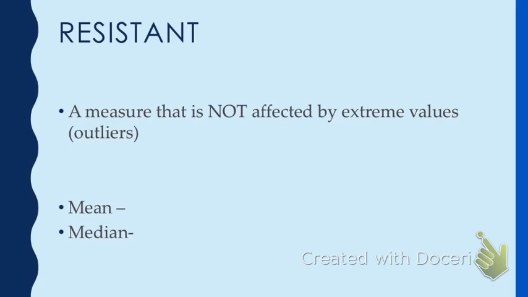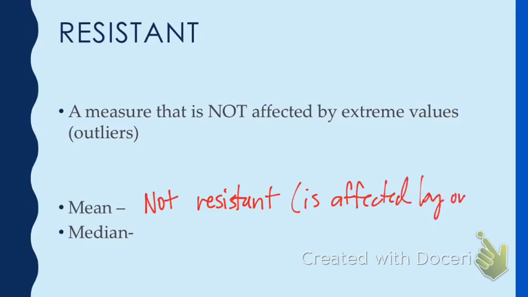So would I say that the mean is resistant, meaning it's not affected by outliers? No. The mean is not resistant because it is affected by outliers. Would I say the median is resistant? Yes. Even though I changed that one data point and kept moving it out, my median is still safe in the middle and nothing is changing that. It's in the middle of the data.